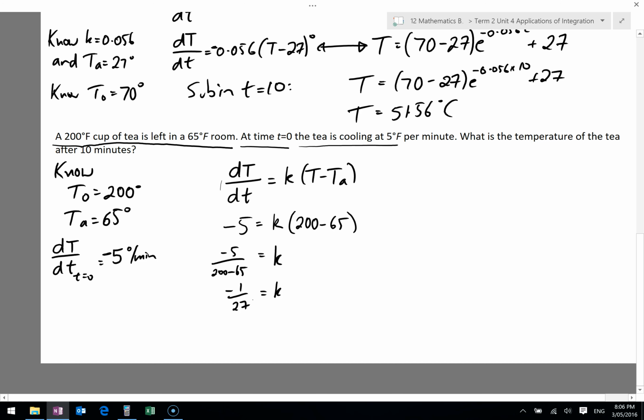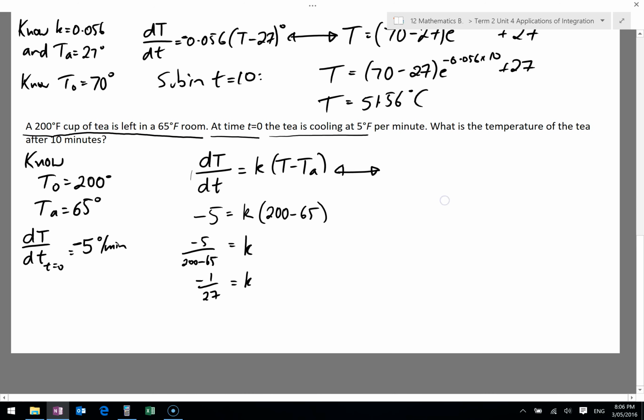So when I go to convert this Newton's law of cooling problem into a normal equation, remember the normal rule. Alright, I can fill in all of these gaps now. So my initial temperature is 200, my ambient temperature is 65: T equals (200 minus 65) e to the power of minus 1 on 27 t, plus 65 degrees.